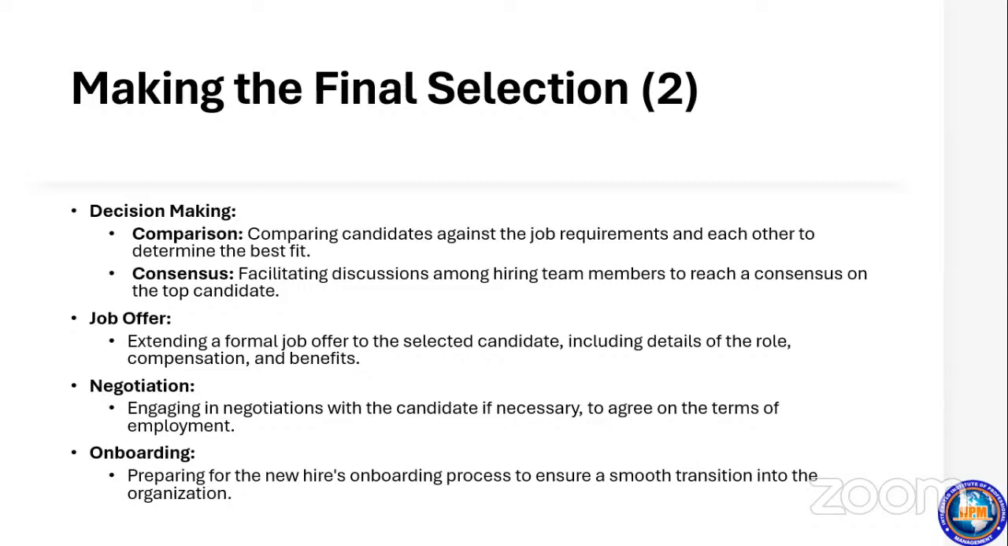And then onboarding. In onboarding, you are preparing for the new hire's onboarding process to ensure a smooth transition into the organization so that this person does not come and the person is making mistakes up and down. Now, in the next module, we're going to be looking at employee onboarding squarely.